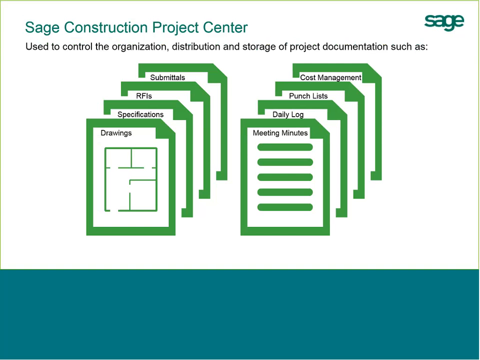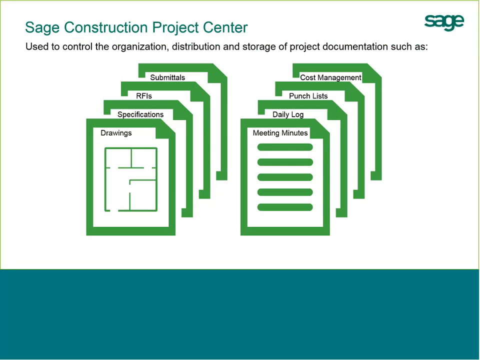Now, what are some of the things we can do? Well, there's a ton of stuff, as I mentioned earlier. Key factors, submittals, RFIs, doing all your drawings and specifications and photos, meeting minutes, daily logs, punch lists, and key pieces on the cost management of allowing you to have access to your accounting.